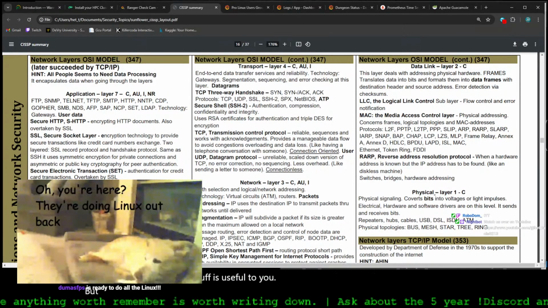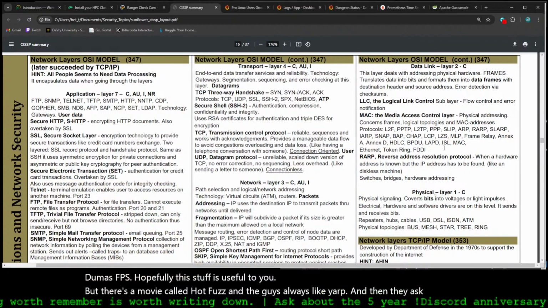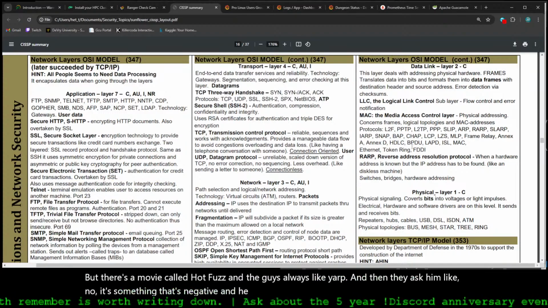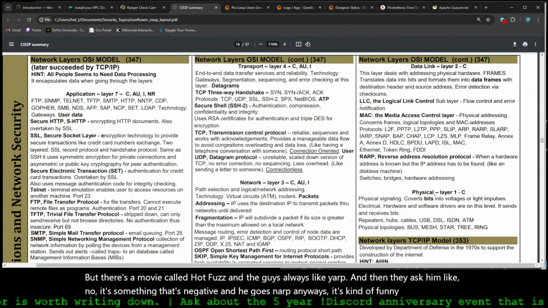But there's a movie called Hot Fuzz, and the guy's always like, yarp? And then they ask him, like, no, and something that's negative, and he goes, narp? Anyways, it's kind of a funny scene.